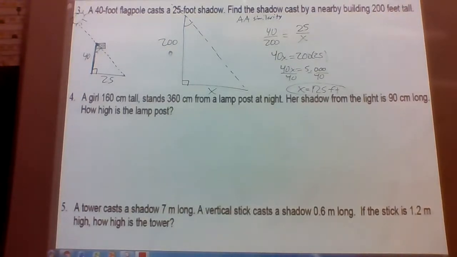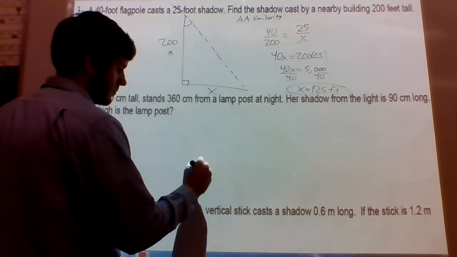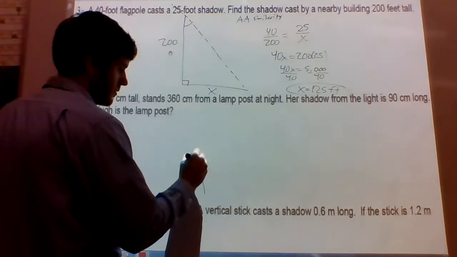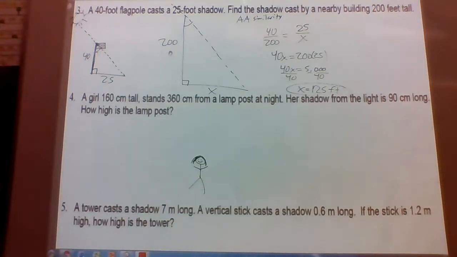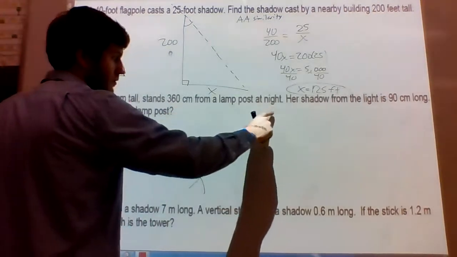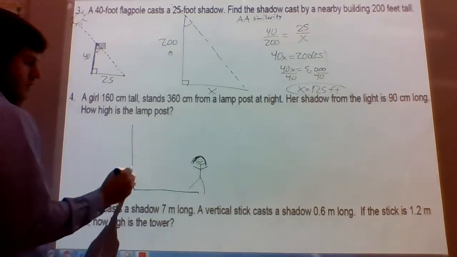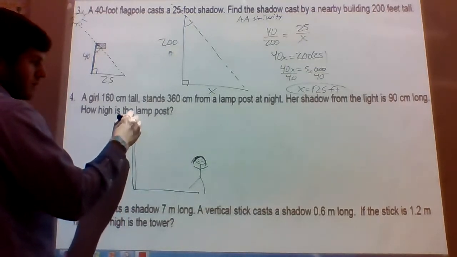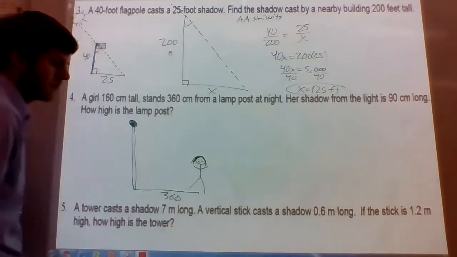A girl, 160 centimeters tall, stands 360 centimeters from a lamppost at night. Her shadow from the light is 90 centimeters long. How high is the lamppost? So we have a girl. She stands 360 centimeters from a lamppost. So she's standing. Okay, we'll make this our lamppost. So she's standing 360 from the lamppost.